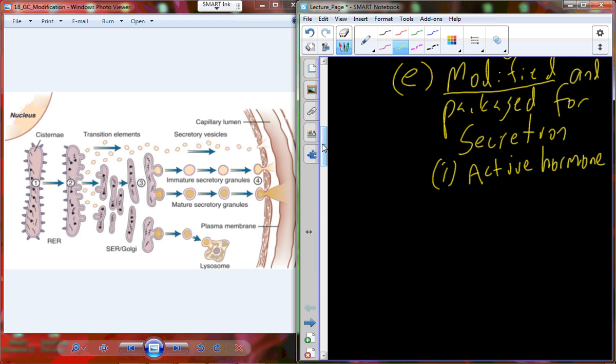Once it's released, picked up by the bloodstream, and now is an active peptide hormone.